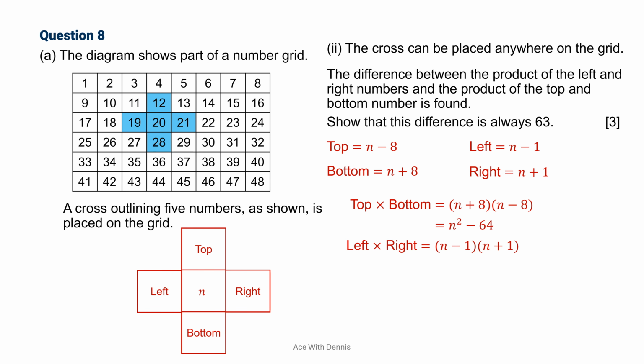The left number multiplied with the right number will be n minus 1 times n plus 1. We expand, we get n squared minus 1. Hence, the difference will be n squared minus 1 minus bracket n squared minus 64. Expand the bracket, we have n squared minus 1 minus n squared plus 64, which is 63. Hence, this shows that the difference is always 63.